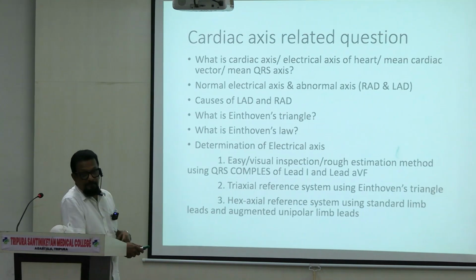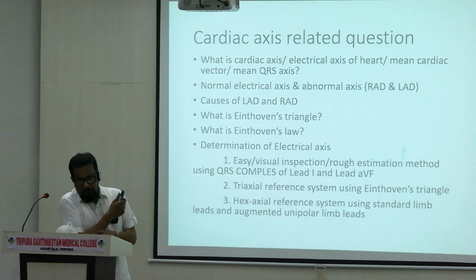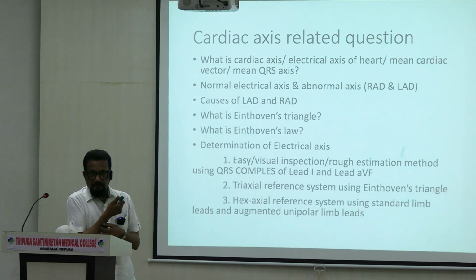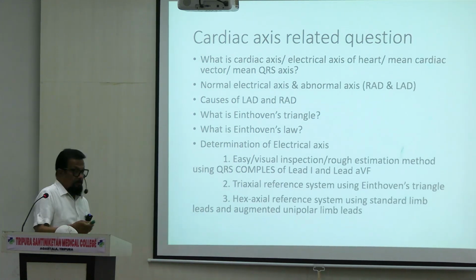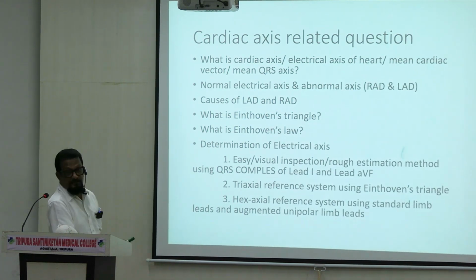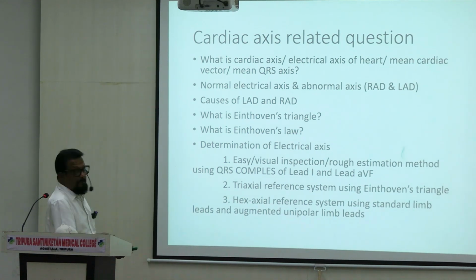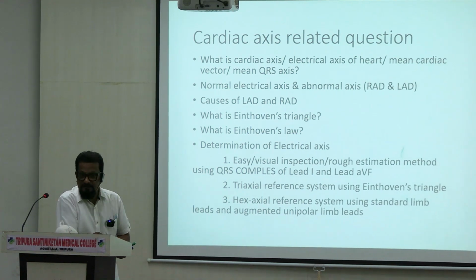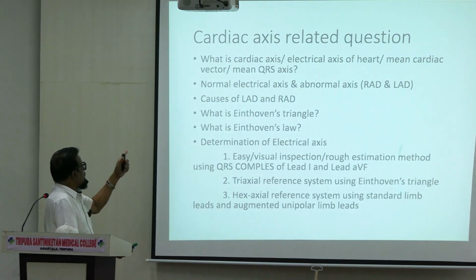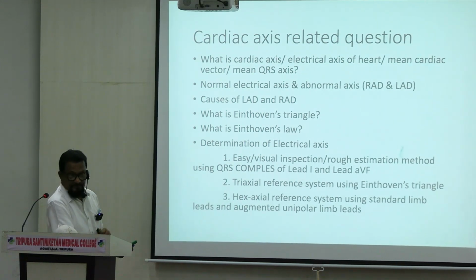There are some related questions that can be asked in theory examinations and also in biology examinations. So what are these? What is the cardiac axis or the electrical axis of the heart? Or what do you mean by mean cardiac vector, mean QRS axis, or are they synonymous? Okay. Then what is the normal electrical axis and abnormal axis?